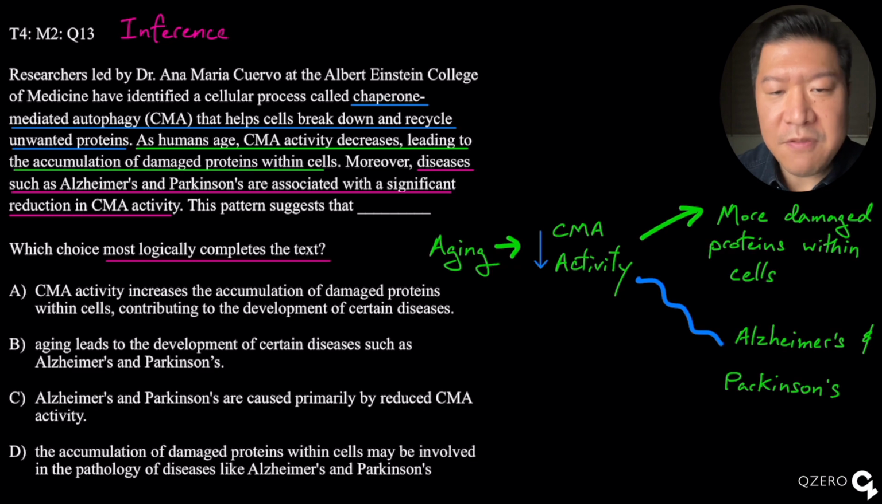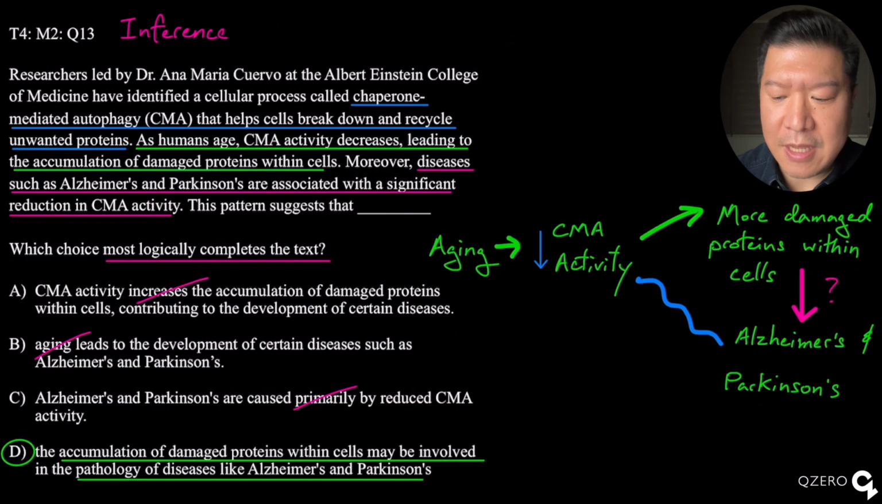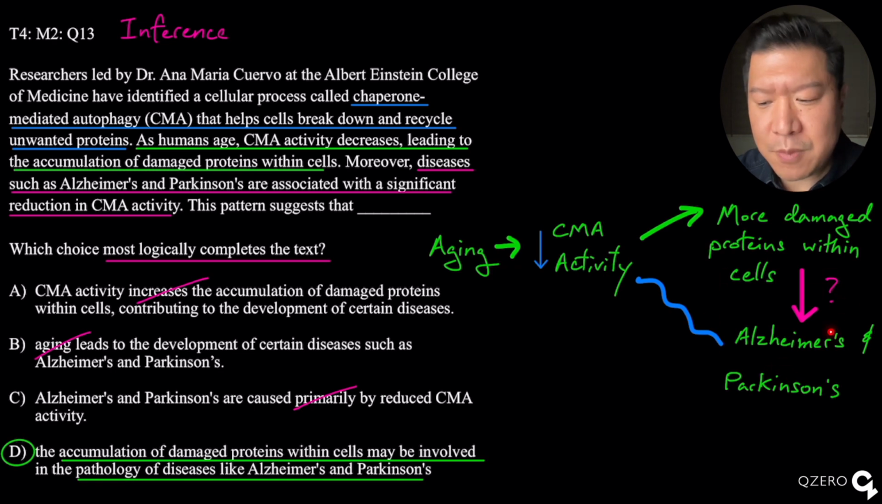So the inference that we can make is that since CMA activity helps cells break down and recycle these unwanted proteins, and a decrease in CMA activity would lead to an accumulation of these damaged proteins, then perhaps the pathology of these diseases is somewhat related to the accumulation of these damaged proteins. So we want to see if we can find some relationship involving these in our answer choices.